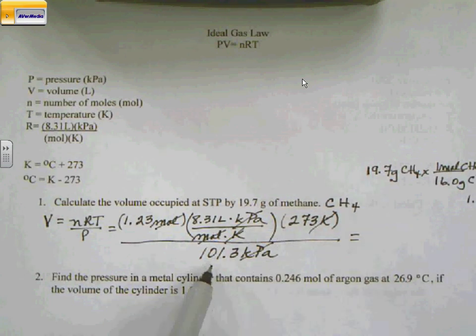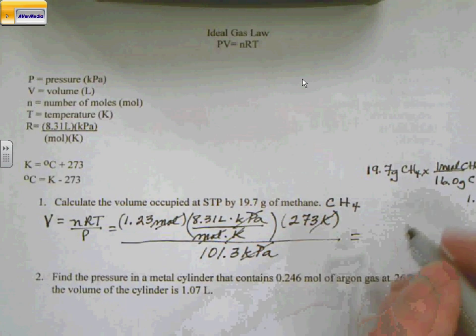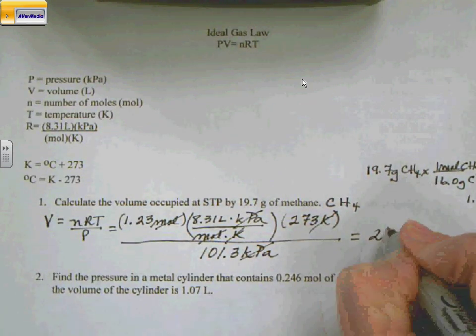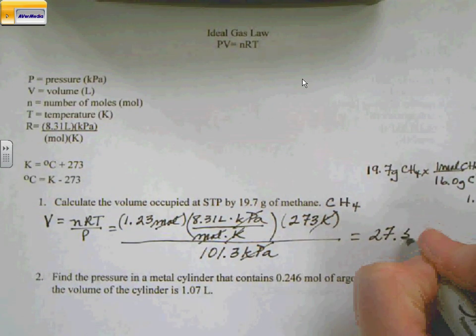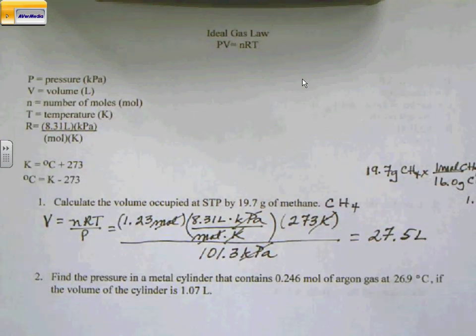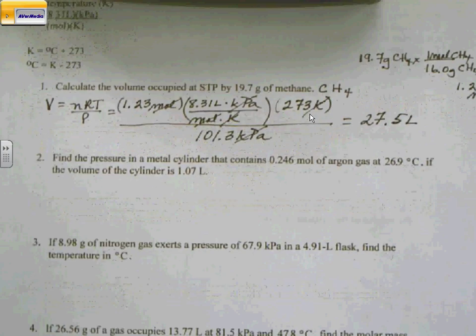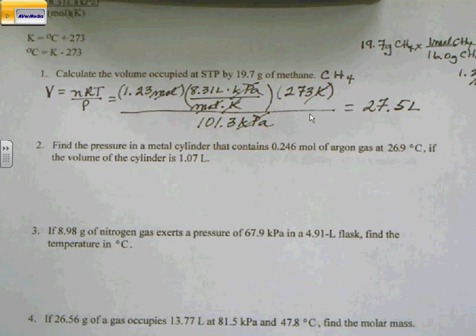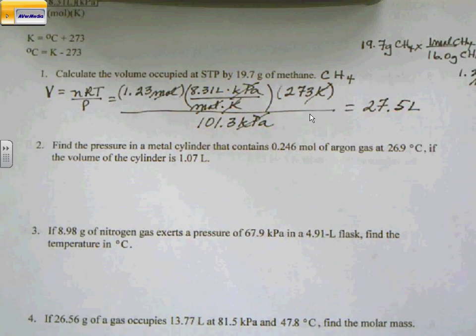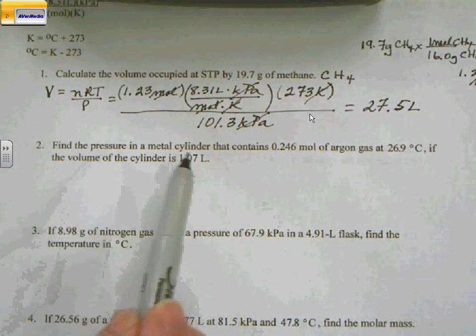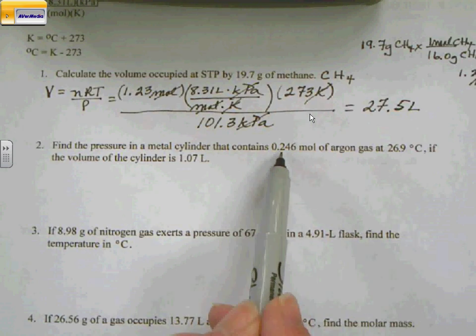All right, let's try the next problem. I'm going to move the page here a little bit. All righty. Now, here, it's asking us to find the pressure in a metal cylinder that contains 2.46 moles of argon gas. The temperature is in Celsius, 26.9 degrees. We're going to add 273 to that to make it Kelvin. It happens to be 300 degrees Kelvin. And it says the volume is 1.07 liters.